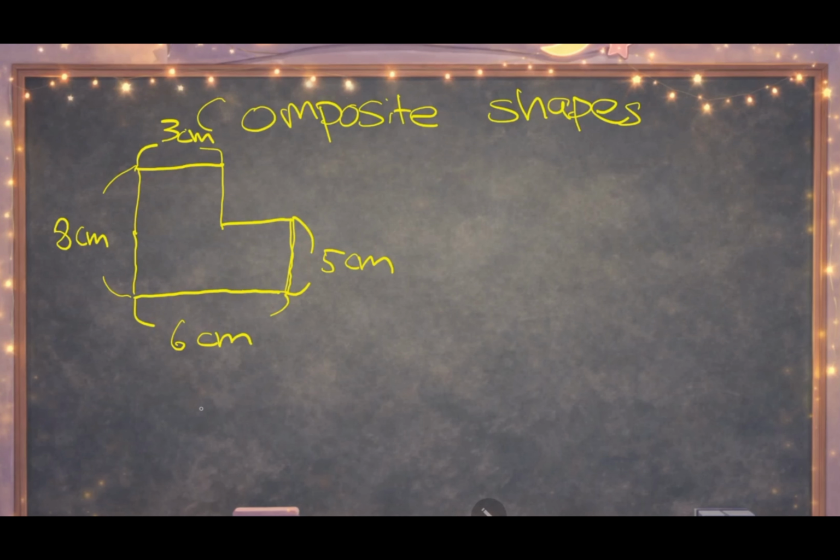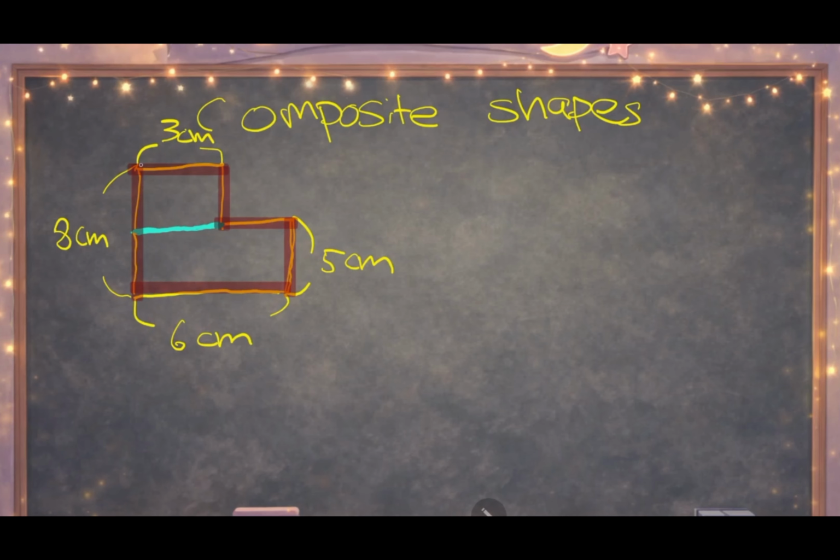Let's have a look at this composite shape now. Composite shape means there are 2 or more shapes combined together. I can see 2 rectangles combined in this shape. Can you? If I split along this line, then we can see the 2 rectangles. And I have highlighted the perimeter with the red highlighter.